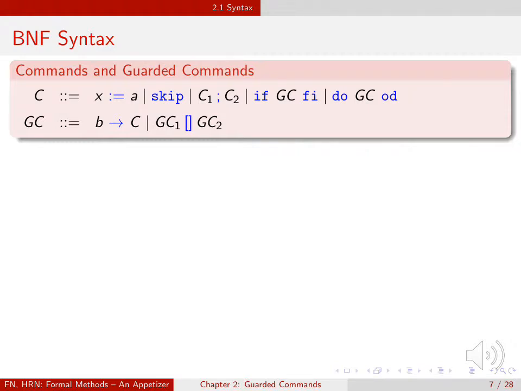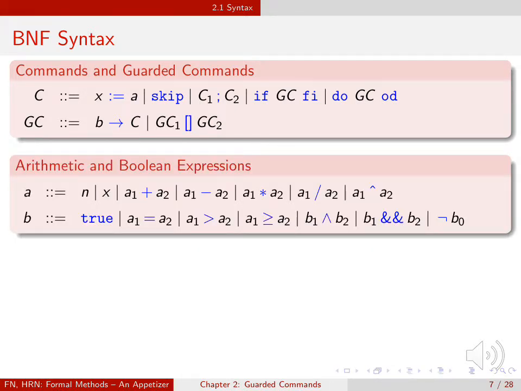The formal syntax is given by a BNF grammar. We have command C and guarded commands GC. A command C can be an assignment where a variable x becomes the arithmetic expression a. It can be a skip command that does nothing. It can be sequencing of two commands. It could be the choice between a number of alternatives, or it could be the repetition of a number of alternatives. A guarded command can be a simple choice where if the boolean b is satisfied, one can do the body c, or it can be a choice between a number of alternatives.